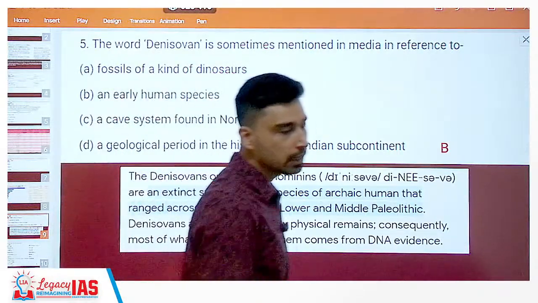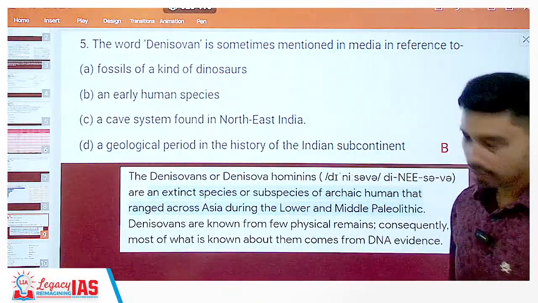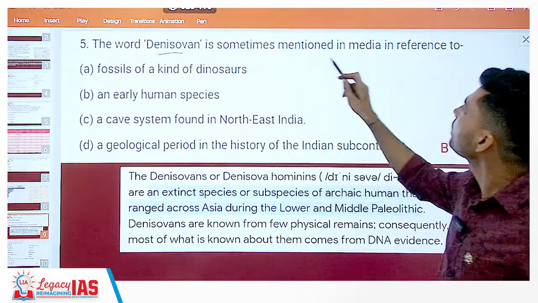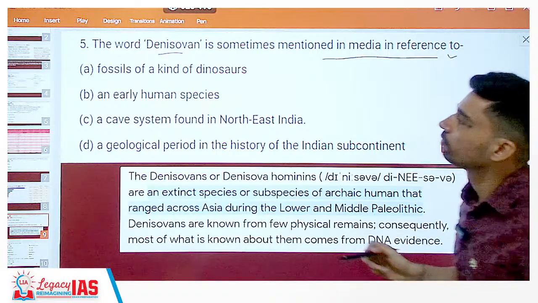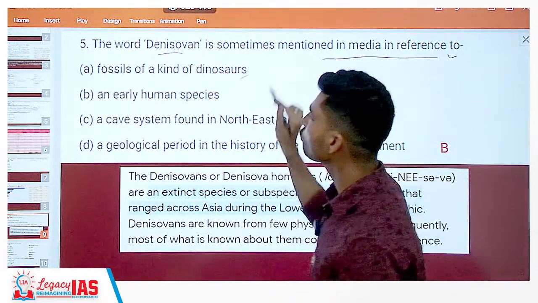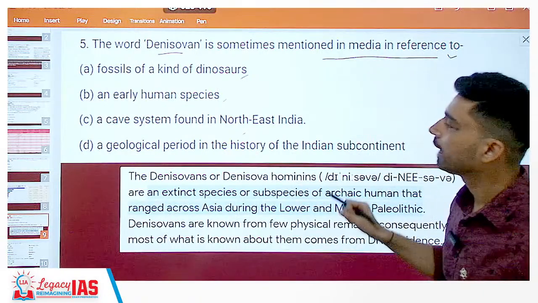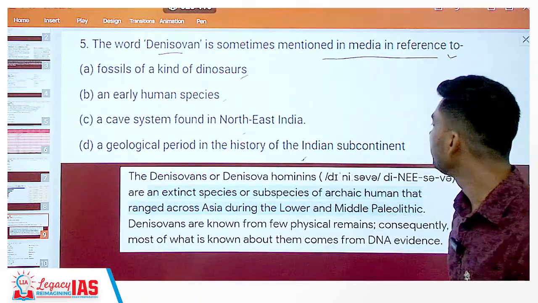Next is a current affairs based question where it has been asked that the word Denisovan is sometimes mentioned in India in reference to what? First is fossils of a kind of dinosaurs, second an early human species, third a cave system found in northeastern India, and fourth a geological period in the history of the Indian subcontinent.